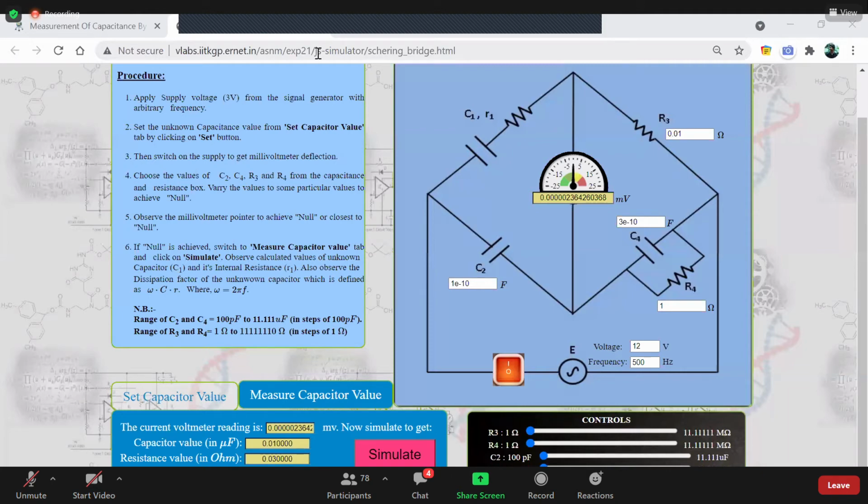Yes, 60, you are from which section? 11 or 1? 11. Okay, right.